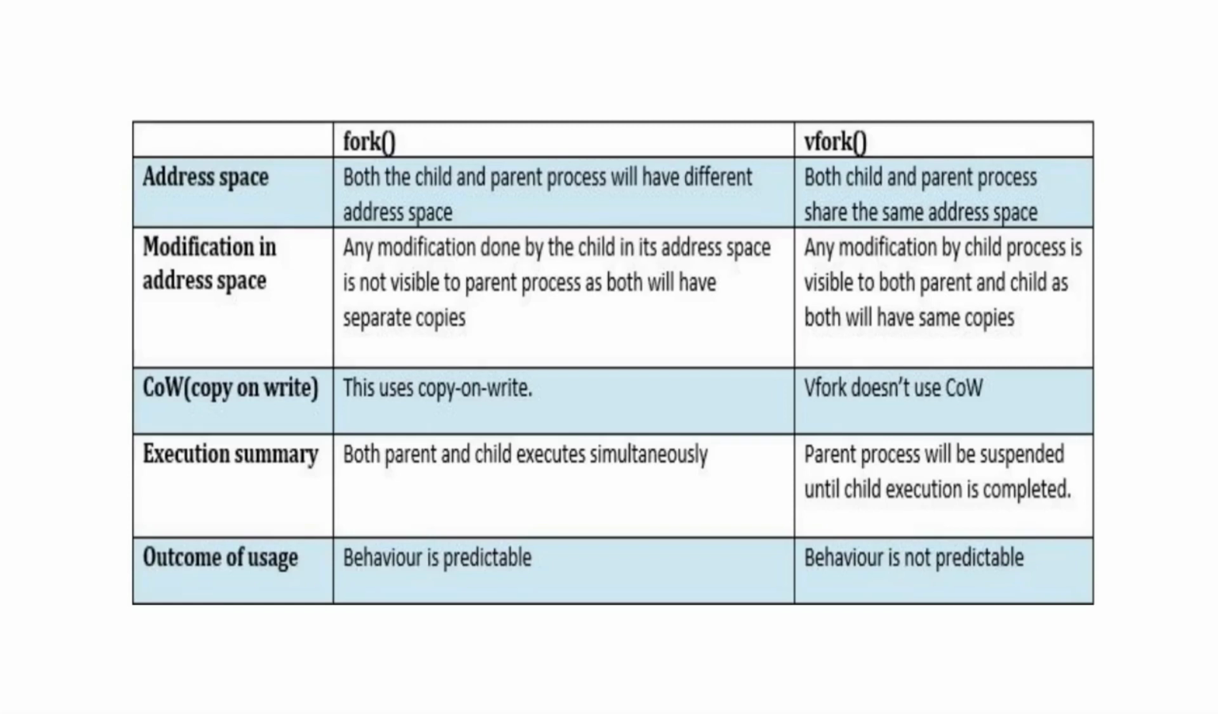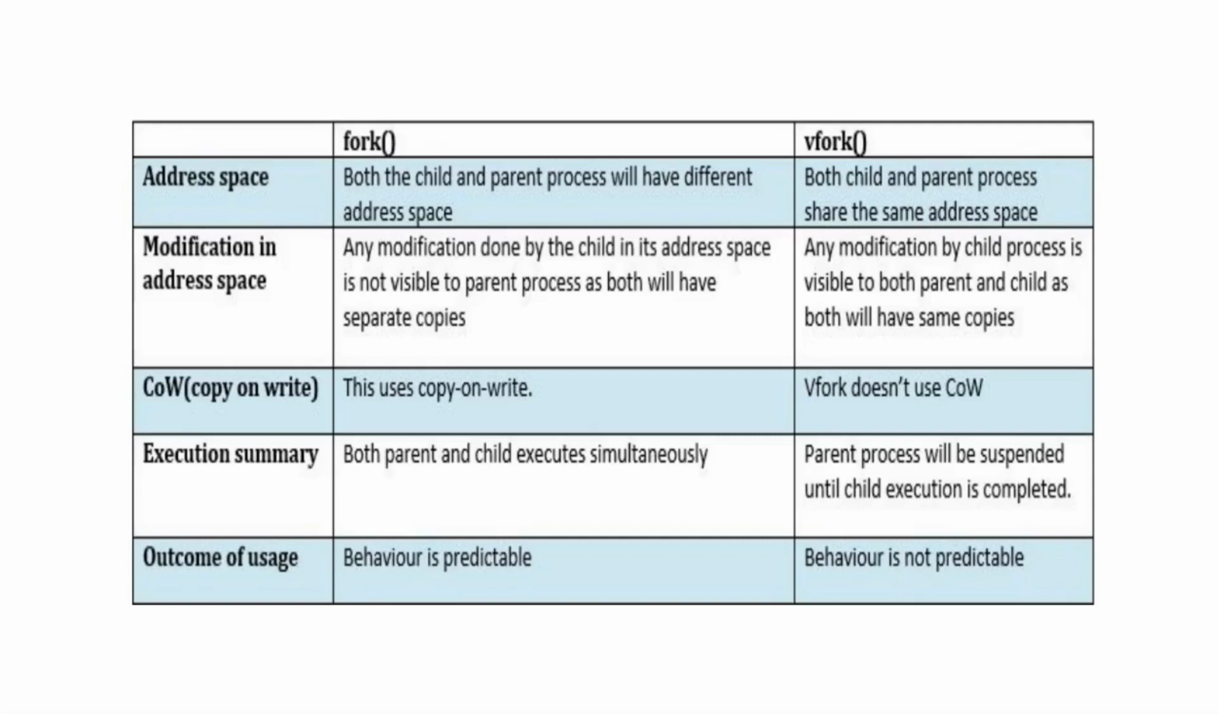And in the vfork, any modification done by the child process is visible to the parent and the child because they have the same copy. On copy on write: under the fork, the fork function uses copy on write, and the vfork doesn't use copy on write.